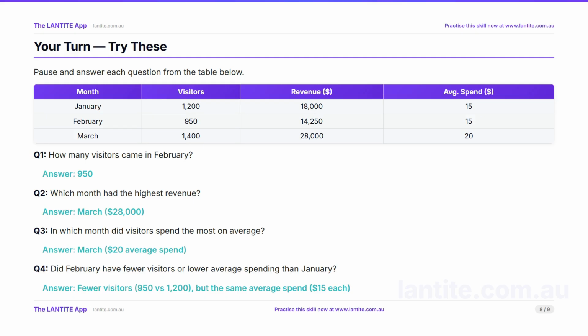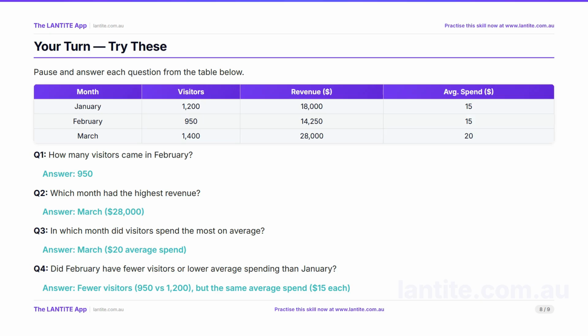Now it is your turn. Pause and answer these questions from the table. Question 1. How many visitors came in February? Find the February row, visitors column: 950. Question 2. Which month had the highest revenue? Compare the revenue column: 18,000, 14,250, 28,000. March had the highest.